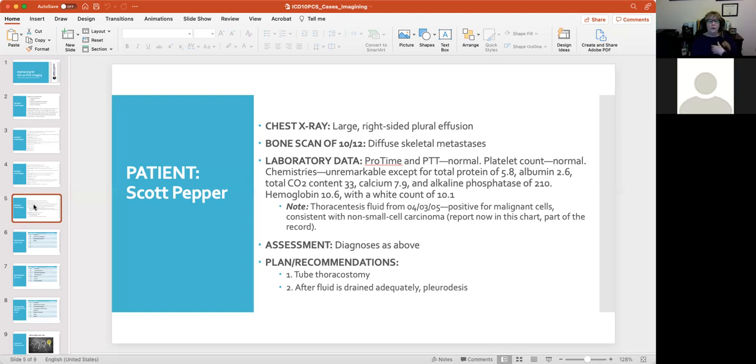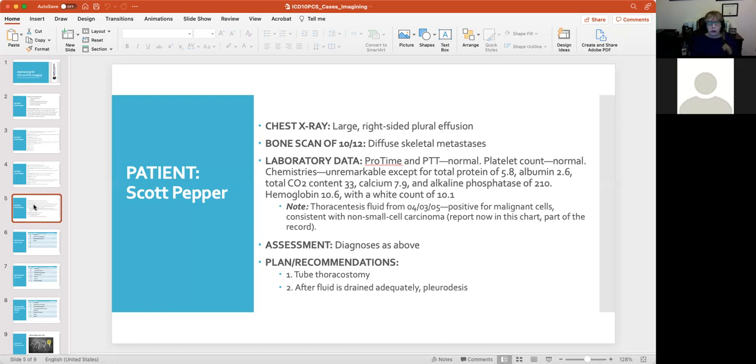Thoracentesis, you remember that this is removal of fluid from the thorax. This is your thorax, okay? Positive for malignant cells consistent with non-small cell carcinoma. Report now in this chart, part of the record. And if you remember, that also was mentioned earlier in this record. Okay, assessment, diagnosis as above, plan recommendations, tube thoracostomy, and after fluid is drained adequately, pleurodesis.